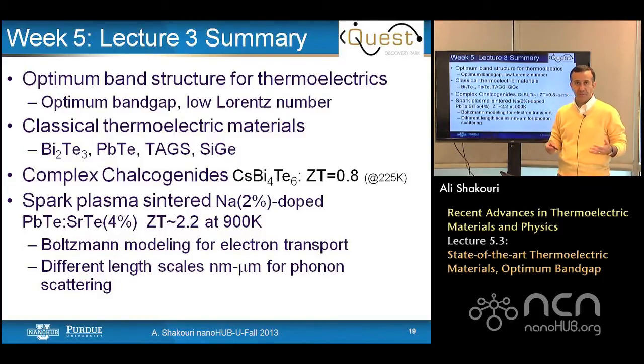Next lecture, what we will do is we will look at some of the recent advances in thermoelectric bulk materials and give you an overview of that. Look forward to seeing lecture 4.